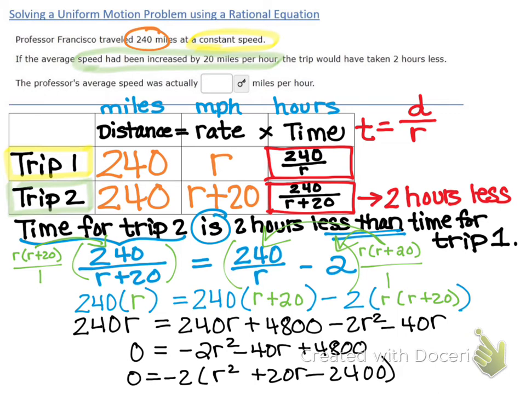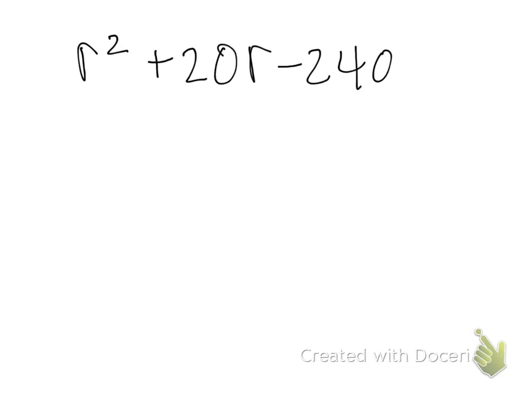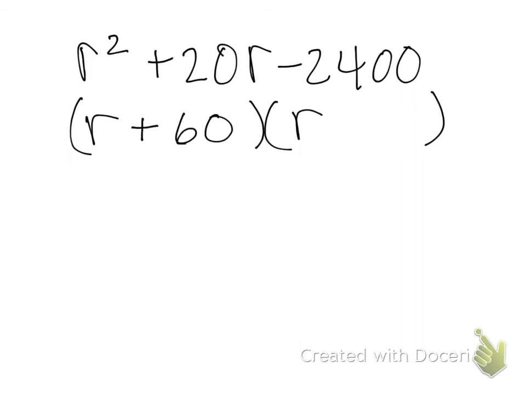trinomial r squared plus 20r minus 2,400. We can ignore the GCF of negative 2 this time because it won't produce a solution. So we're going to factor r squared plus 20r minus 2,400. So we want numbers that multiply to negative 2,400 that add up to positive 20. So that will be r plus 60 and r minus 40.